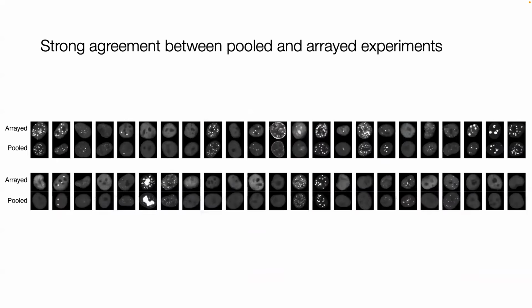And so I'm showing some example images looking at the arrayed images from the arrayed experiments on the top and then images from the pooled experiments on the bottom. And you can see they agree really well, suggesting that we are actually accurately detecting the barcodes in these experiments. So these experiments do seem to technically work.